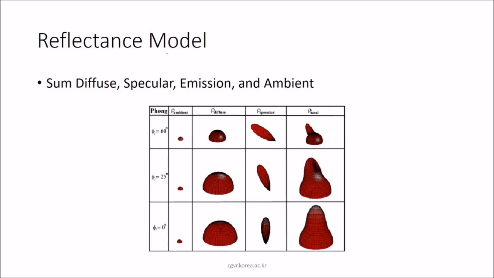So, reflectance model. There are various reflectance models as suggested by Phong. So we take diffuse. This is the ambient one. This is the diffuse one. This is the specular one, and this is the total. So we add all of them: diffuse, ambient, and specular. If this phi 1 equals 60 degrees, the values will be like this, and the object will be seen like this. At 25 degrees like this, and with 0 degrees it will be like this.